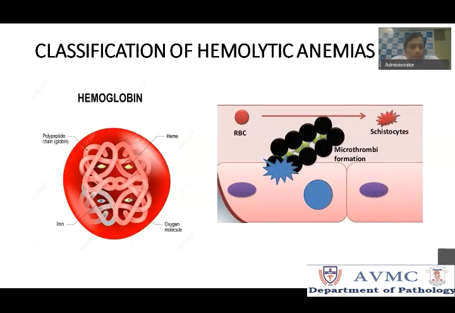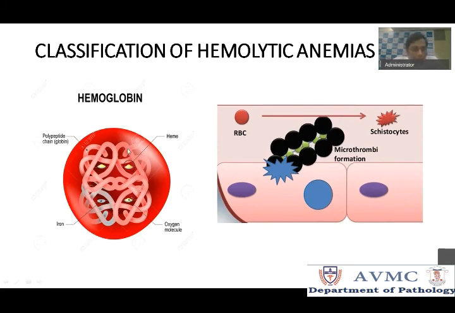Now we'll go for the classification of hemolytic anemias. There are multiple ways to classify hemolytic anemias. One is by where the defect is. Where is the defect which causes hemolysis? The defect can be well within the RBC, which we call intracorpuscular hemolytic anemia, or the defect may be outside. You have a normal RBC, but the defect is outside, which is causing hemolysis of the RBCs. That we call extracorpuscular hemolysis.